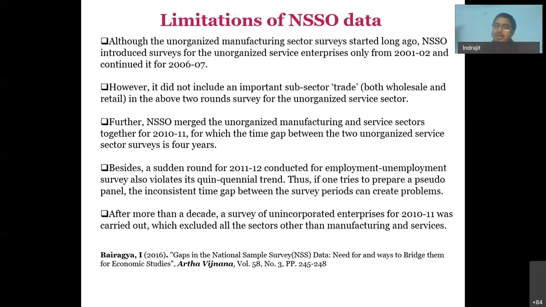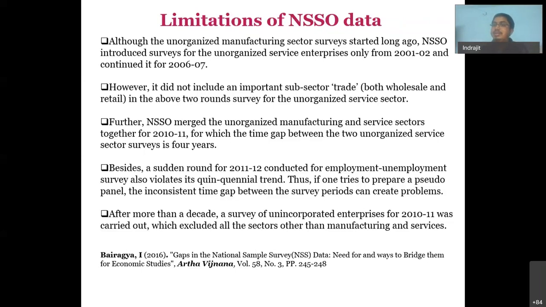And the most important limitation of NSSO data, you should remember as a researcher, is that this is not panel data. Even if a data round is repeated, for example, employment-unemployment surveys are repeated every 5 years, we do not know who the individuals were. There is no individual identification code so that you can match that this man was doing something in 2000 and what the same man is doing in 2020. So 20 years back, what that man was doing, you cannot check.